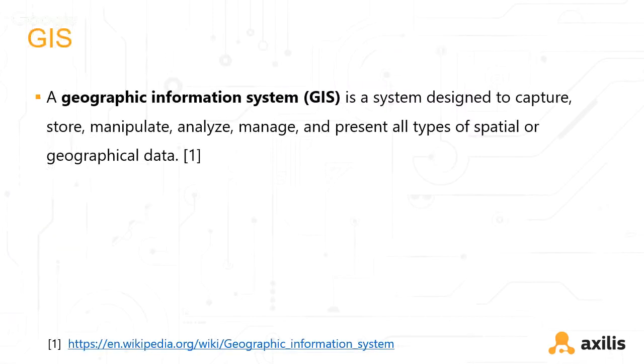So, what is a geographic information system? It is a system designed to capture, store, manipulate, analyze, manage, and present all types of spatial geographical data. A system doesn't have to do all this, but it certainly does some of those things.